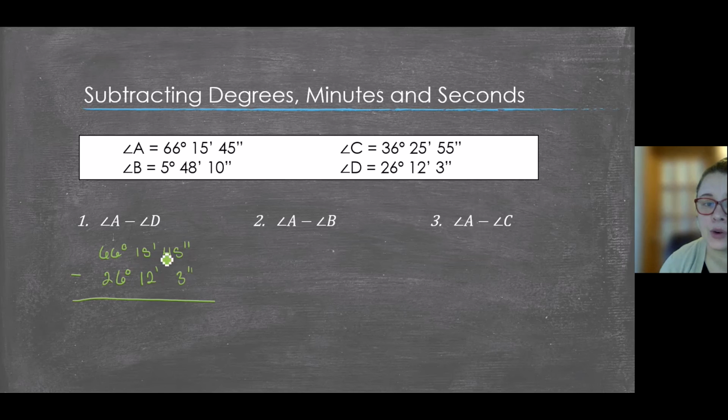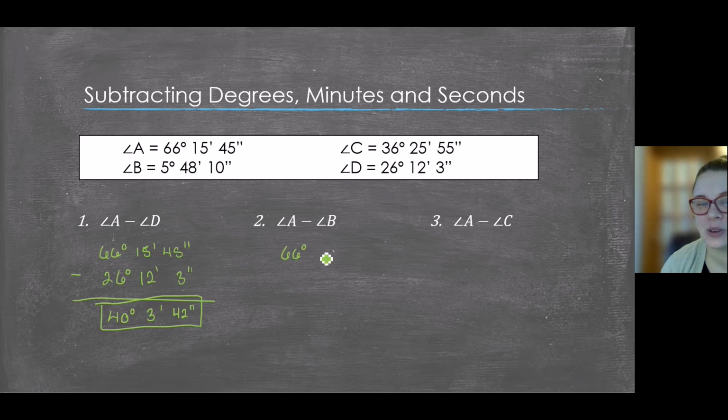This one's an easy one. 45 minus 3 leaves us with 42 seconds. 15, this should be a 15, it looks a little like an 8. 15, I take away 12, leaves me with 3. And last but not least, 66 minus 26 leaves us with 40. Okay, so nice and simple. No borrowing involved in that one. We were able to subtract each unit down. You can probably predict that 2 and 3 are going to require us to borrow.